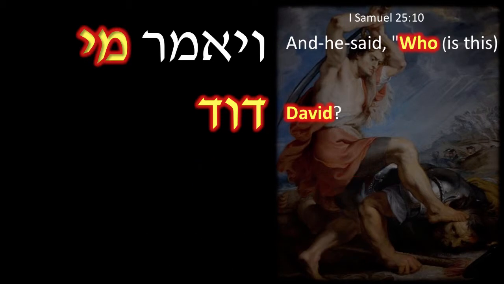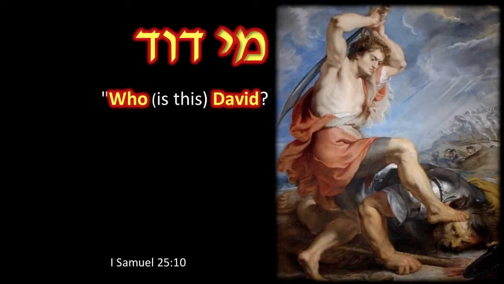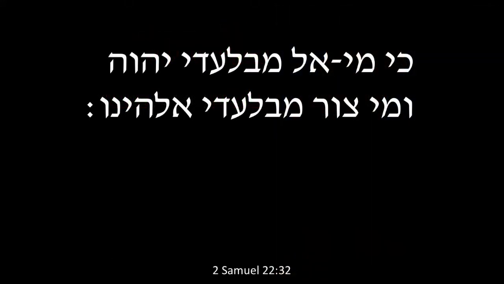But what I want to do is look at just the first sentence here. Who is this David? In fact, let's just cut it down even more. Who is this David? And notice that you're able to figure out this whole sentence on your own. Just 2 words. Mi David. Okay, now see if you can find a similar set of 2 words here in 2 Samuel 22:32. You can pause the video if you want.